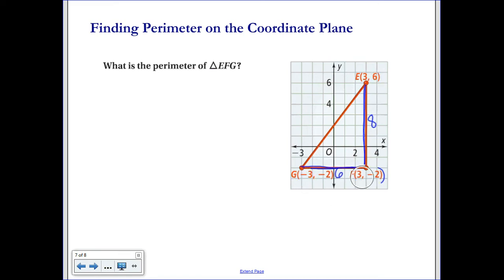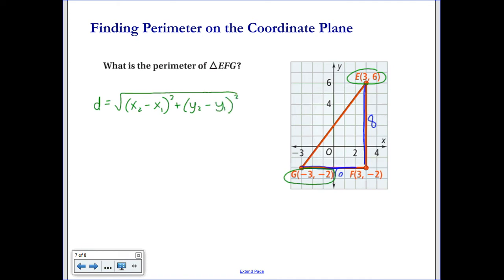I'm going to erase some of this stuff that I drew all over here. It's getting confusing. So here's the point G, and here's the point E. And I'm trying to find the distance between them. So the distance formula, I always like to start with the formula, if that's what you're using, is to subtract the x's and square them. Subtract the y's and square them. So we're going to subtract our 2 x values, which is 3 on the top and -3 on the bottom. We're going to subtract our 2 y values, which is 6 on the top and -2 on the bottom.